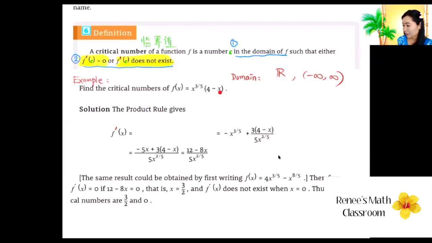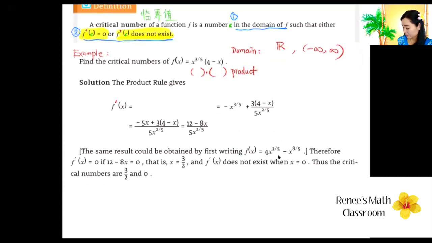So to differentiate that, what kind of rule do we use? Well, this is a product, so we're going to use the product rule. Use the product rule to differentiate this. Differentiate the first function, and what do you get?